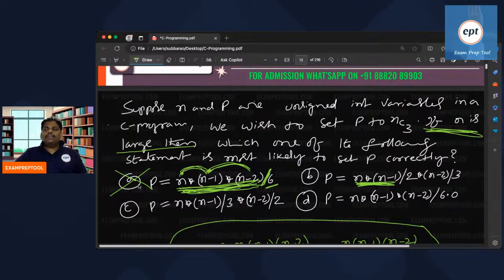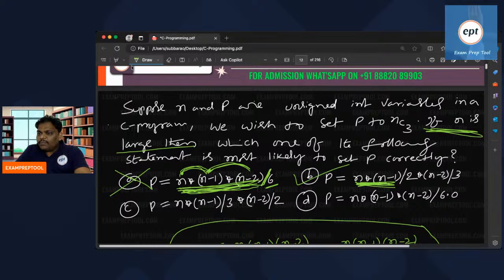I think comparing A, B may be better. Because if you go n into n minus 1 into n minus 2 until the last place, it became so big, overflow may come. The best idea: after it becomes a little bit big, divide by 2. Afterwards into n minus 2, then divide by 3. At the end of the day, you have to divide by 6. It's better to divide in between. If you want to divide at the end, it becomes overflow. So comparing A, B is better.